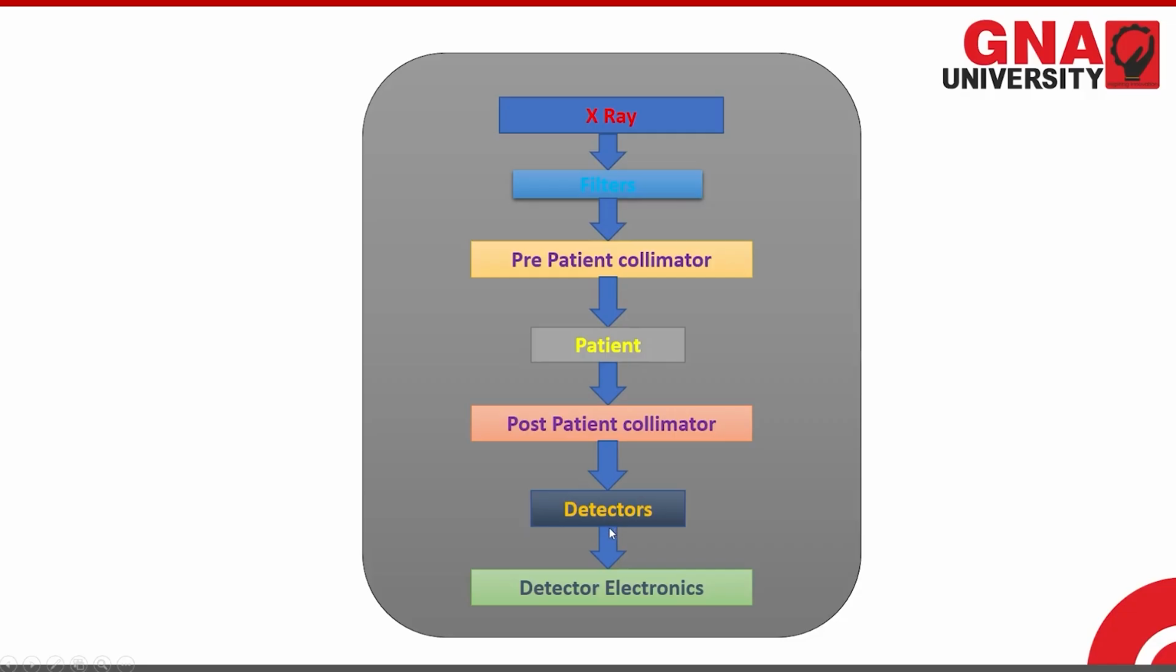Then, the detector is a specialized device which is capable of creating a measurement from these X-ray photons. And those measurements are further taken away by the detector electronics. So this is the flow diagram of the CT imaging system. Let's try to understand these components one by one in detail.